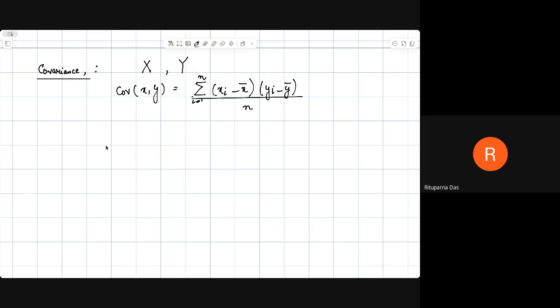What this means is that x contains x1, x2, x3, up to xn, and y contains y1, y2, y3, up to yn. So x bar is the mean of x, and y bar is the mean of y.